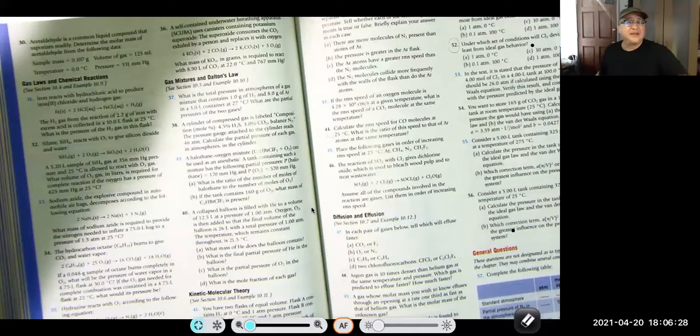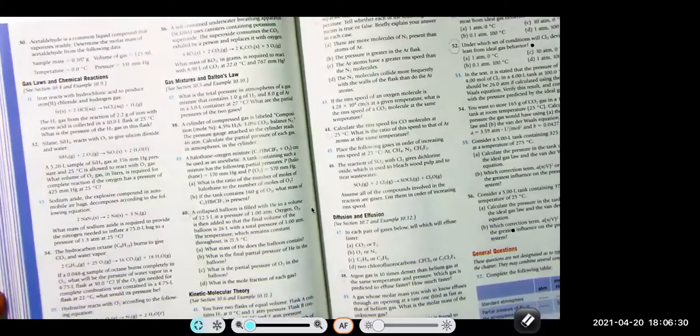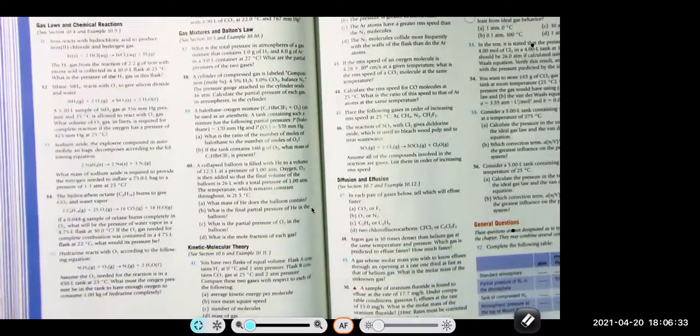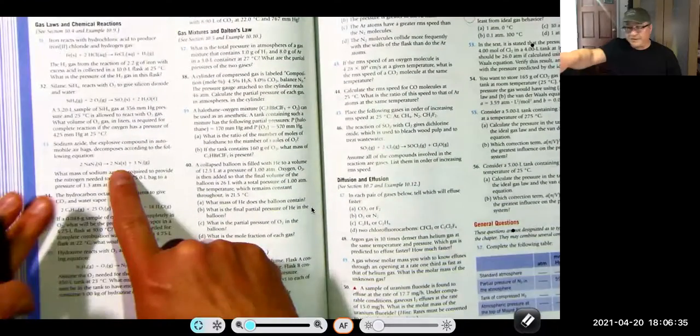Okay, so this is chapter 10, number 33. And it is right here. So I'm going to zoom in.